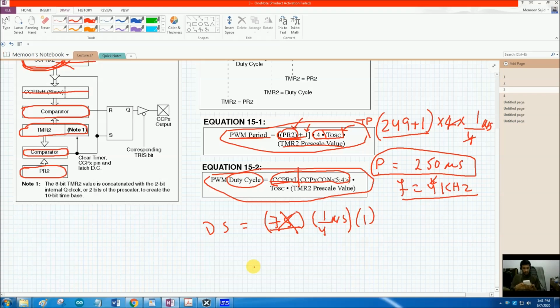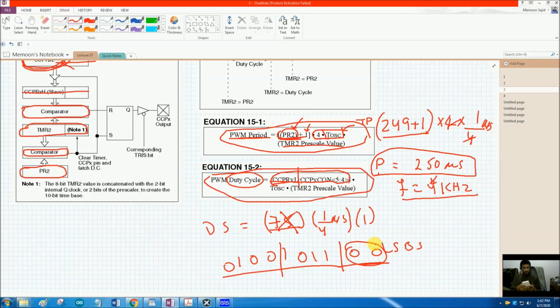if I write it here, let me go to base n, 75 in decimal is 1001011. This is an 8-bit value of 75, but we also have 2 zeros as the LSBs here. So what is the total value? 1001011100. The total value is 300 for this 10-bit register. For an 8-bit register it was 75. For a 10-bit register with 2 LSBs equal to 0, this value becomes 300.